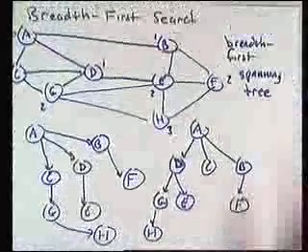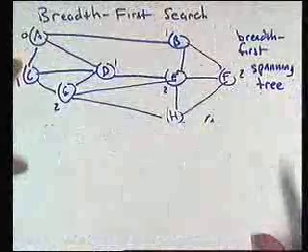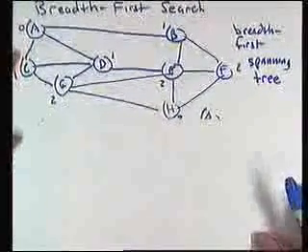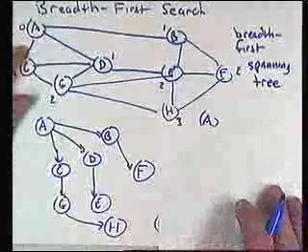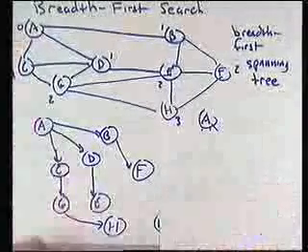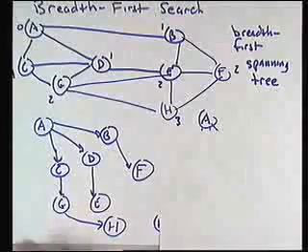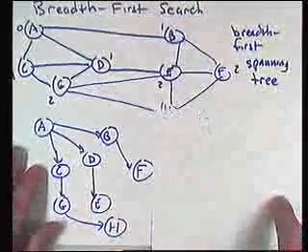So if we go ahead and put the graph back, we can of course have different starting points. This is the graph. I could of course have picked a different starting point other than A. This was the depth first spanning tree, one of the ones I had when I started at A.